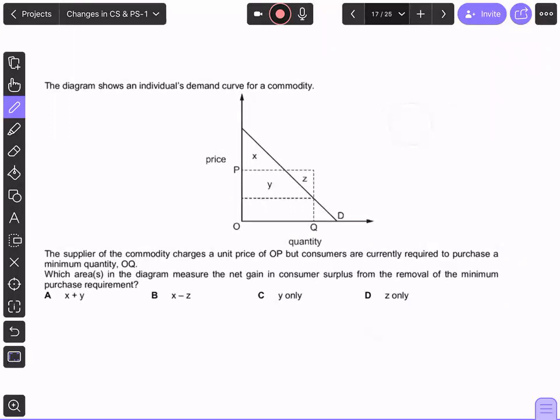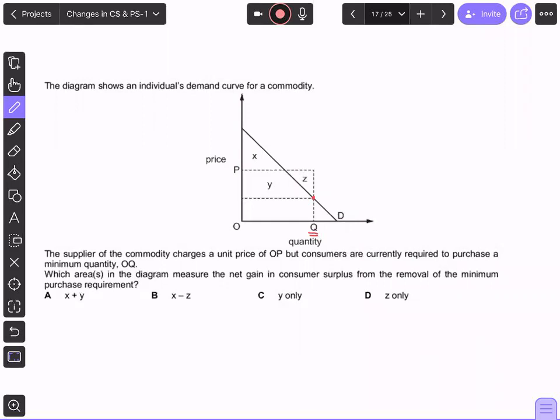The diagram shows an individual's demand curve for a commodity. The supplier of the commodity charges a unit price of OP, but the consumers are currently required to purchase a minimum amount of OQ. See, consumers के लिए क्या requirement है कि भाई उन्होंने OQ amount खरीदनी है. अच्छा जी. Which area in the diagram measures the net gain in the consumer surplus from the removal of the minimum purchase requirement? अगर minimum purchase requirement हटा दी जाए, abolish कर दी जाए, so what will be the area that will change?